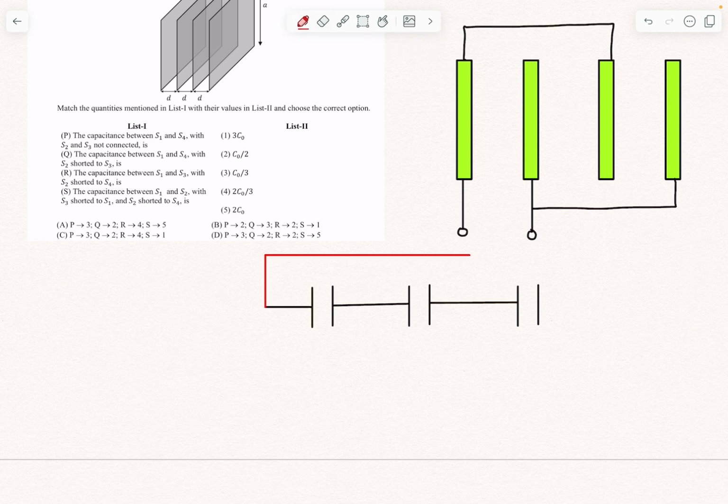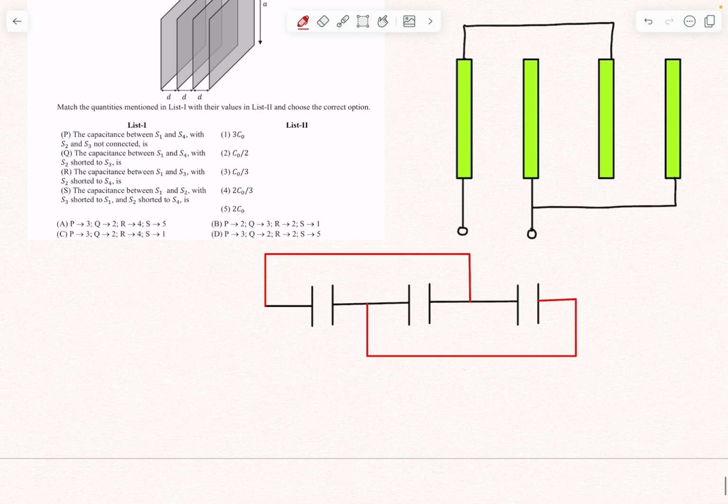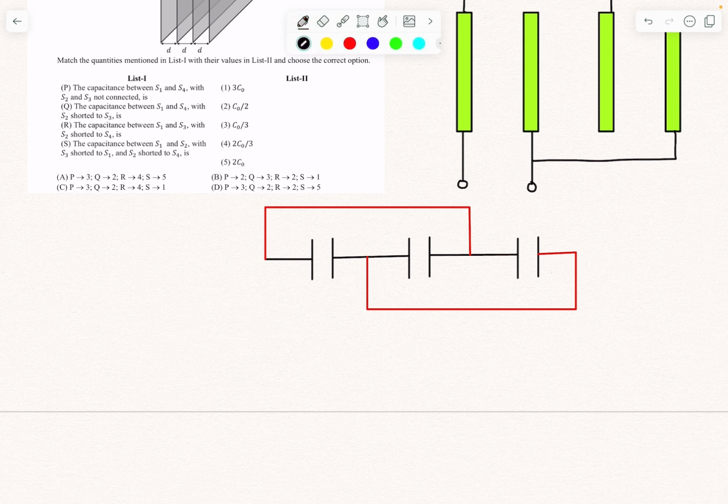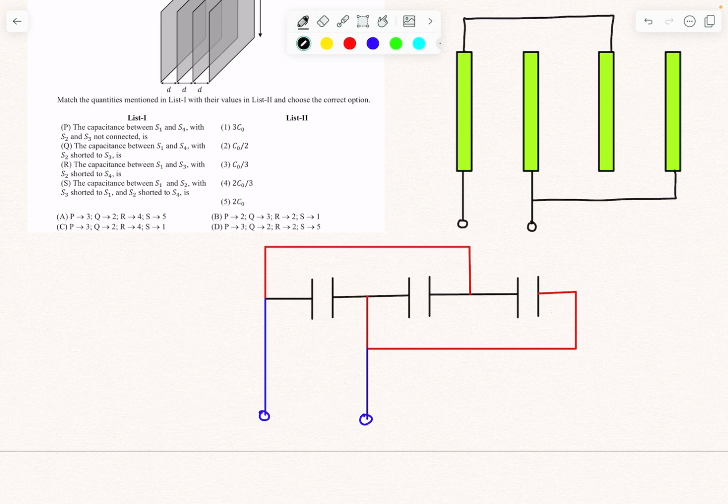So this is the connection from plate 1 to plate 3, and now plate 2 is connected to plate 4. So plate 2 is over here and plate 4 is at the end. So the connection is going to look something like this. And then we have to figure out the capacitance between this point and this point, right? So this is going to be the equivalent circuit.